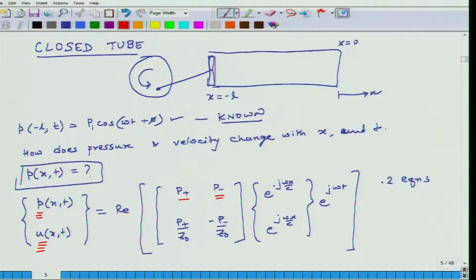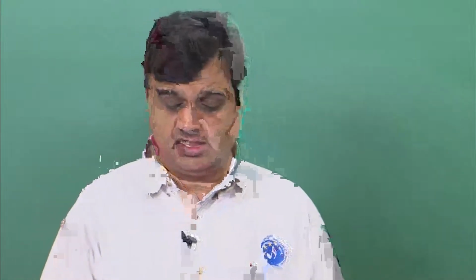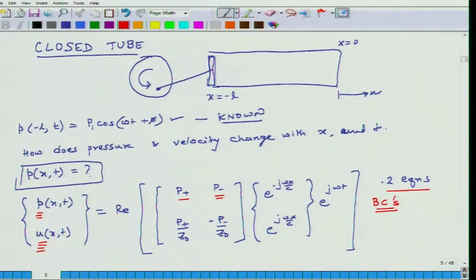So we have to get two extra conditions to solve for four of these unknowns, and those two extra conditions are actually the boundary conditions of the system, which I will write as BCs. So what is a boundary condition? It is the condition which exists at a particular boundary of the system. So in this particular case, the system has two boundaries. The first boundary is x equal to 0, and the second boundary is x equal to minus L.